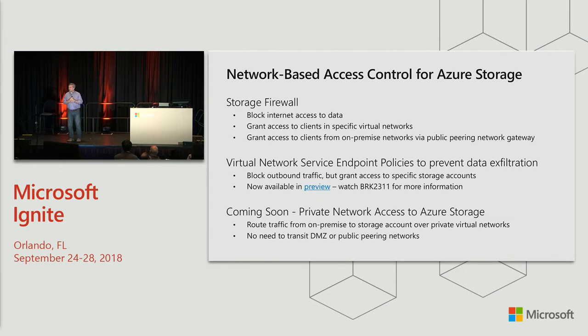And then you can also use a traditional IP firewall rule for clients coming from outside on the internet, or from your on-premise gateways. So if you're using ExpressRoute with public peering, you can add the address of the ExpressRoute public peering gateway here and essentially enable only access from my on-premise networks, for example.